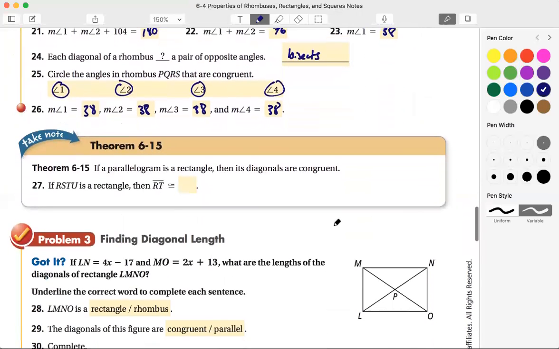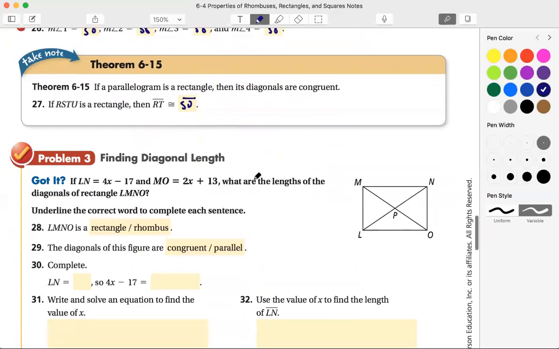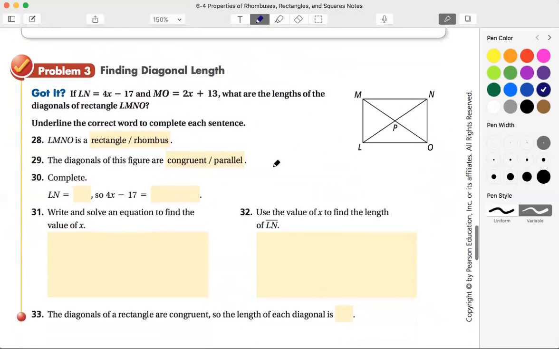If a parallelogram is a rectangle, then its diagonals are congruent. So if RSTU is a rectangle, then RT is congruent to SU. If LN is 4x minus 17 and MO is 2x plus 13, what are the lengths of the diagonals of the rectangle LMNO? LMNO is a rectangle, so the diagonals of this figure are congruent. So LN must equal MO.